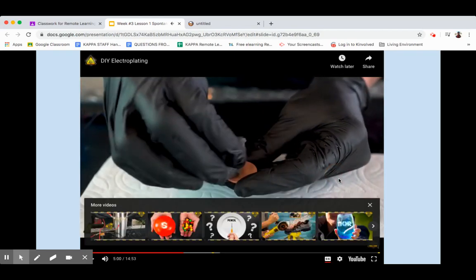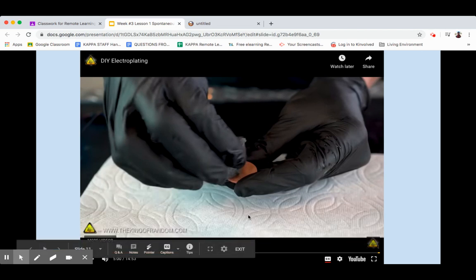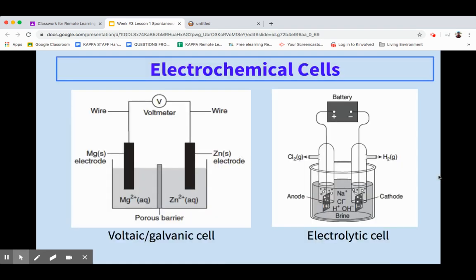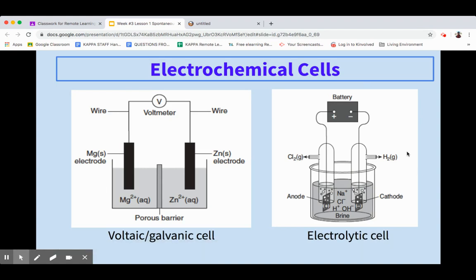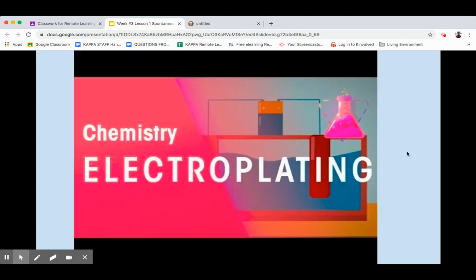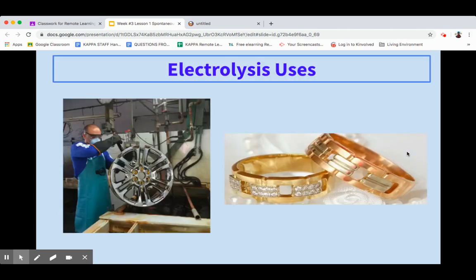Okay, so what this guy was doing here is called electroplating. So non-spontaneous reactions and this cell over here can be used for a process called electroplating. Where do we see electroplating? Well, it can be used for aesthetics or for protection.